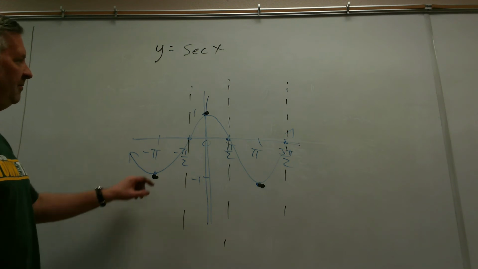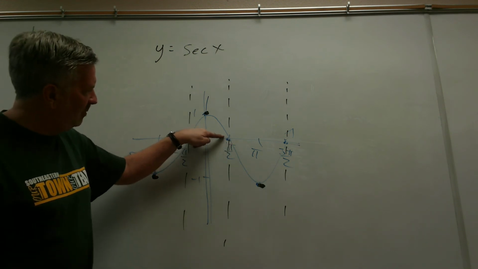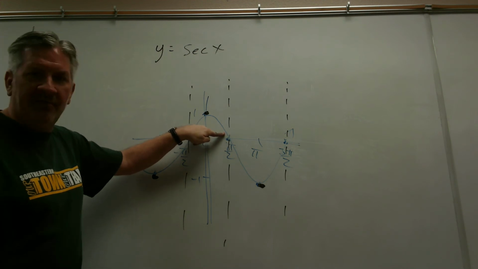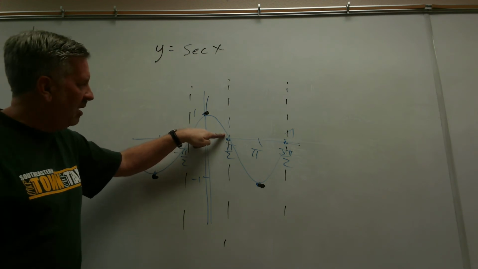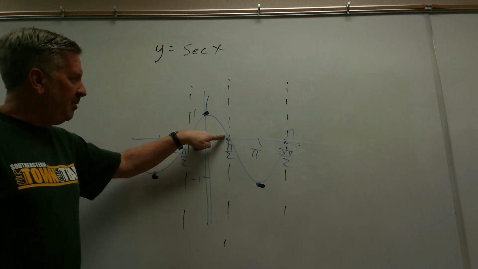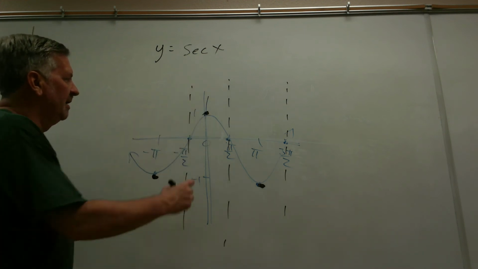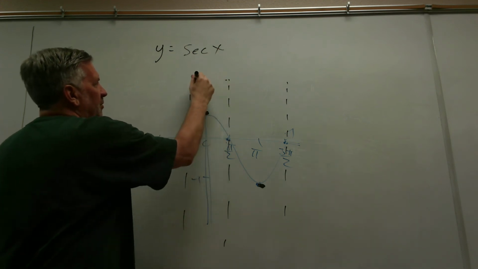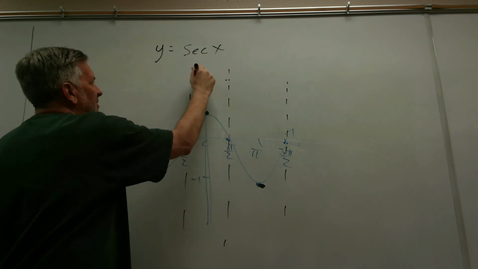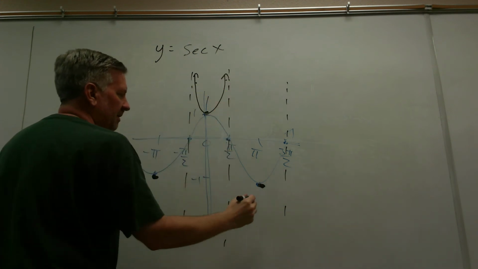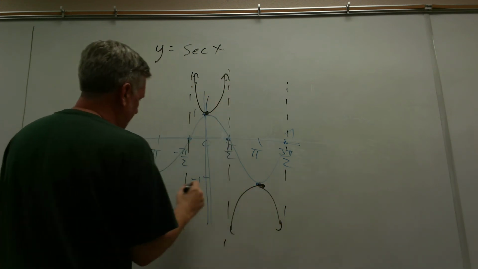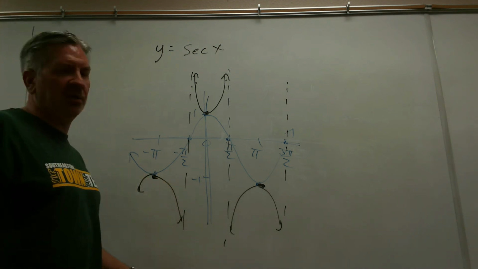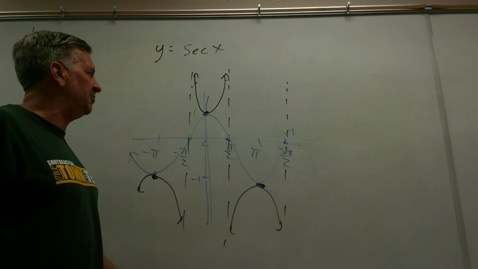And just like we did before, if you pick a value close to pi over 2 here to the left, notice cosine of that angle is very, very small. So when you take the reciprocal of a tiny number, it's huge. And notice both of these numbers here, the y values are small, so when you take the reciprocal, they're going to be huge. And not surprisingly, you get the up cup here, a down cup here, and a down cup here. So it's just like the cosecant graph, except the asymptotes and the cups are in different places.